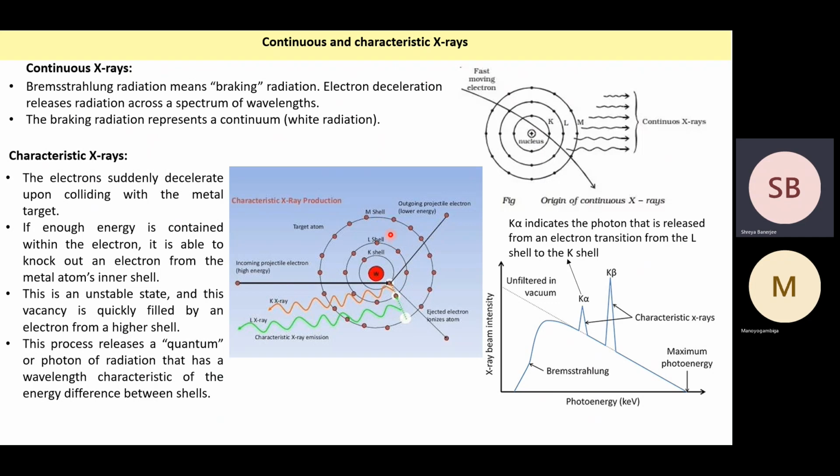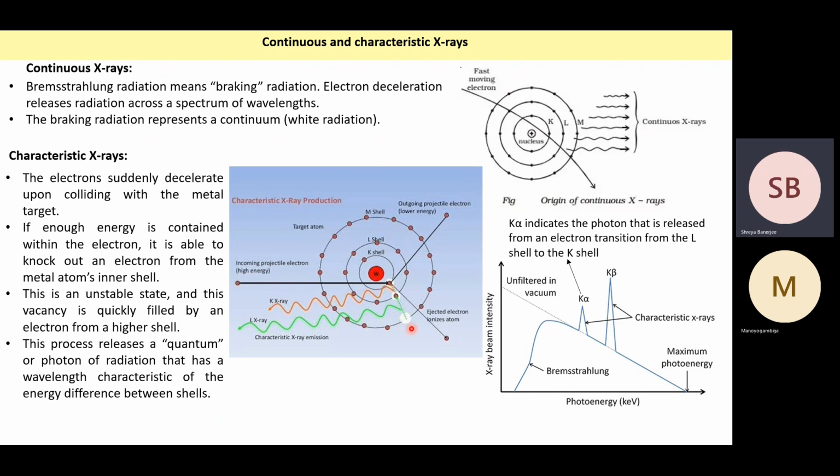outer shells. So you know that between different electronic shells, the energy difference is a constant. So when an electron from, say, the L shell fills up the K shell, the energy difference between L and K shell is released as an X-ray. This is called a characteristic X-ray because it has a certain wavelength, meaning it has a certain energy, and that is the energy difference between the L shell and the K shell.